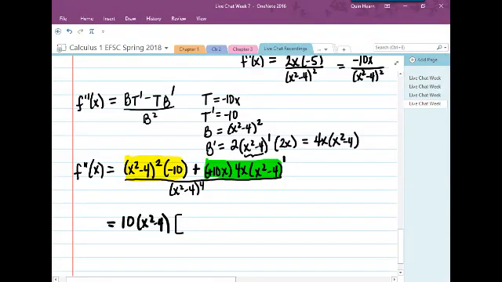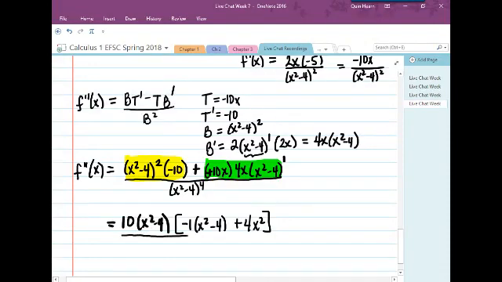In the first term, we took out everything but a negative 1 and 1 factor of x squared minus 4. Plus, in the second term, we took out the 10, but we're left with x times x is x squared, so 4x squared. We took out x squared minus 4, though. That's gone. Okay?